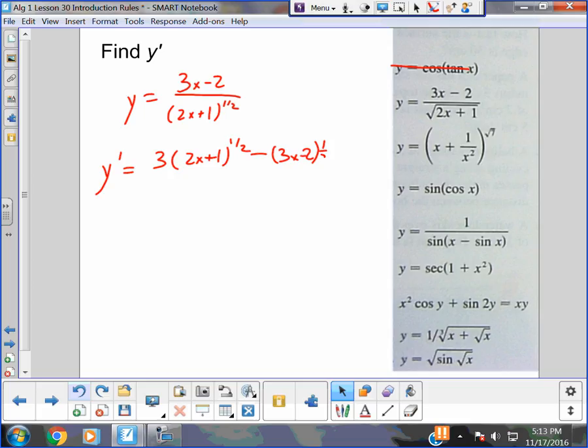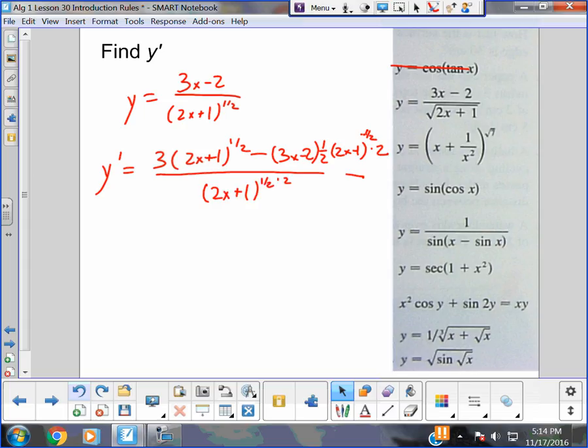The half comes down, reduced by a half, negative half, times derivative inside. Derivative of 2x plus 1 is simply 2. All over the bottom squared. And again, I'll write it out so you guys see it, but a half times 2 is just 1. This is a problem that you would often have to simplify, so I'm going to simplify it. 2x plus 1 minus 3x minus 2, and the half and the 2 will cancel, and that radical goes here.